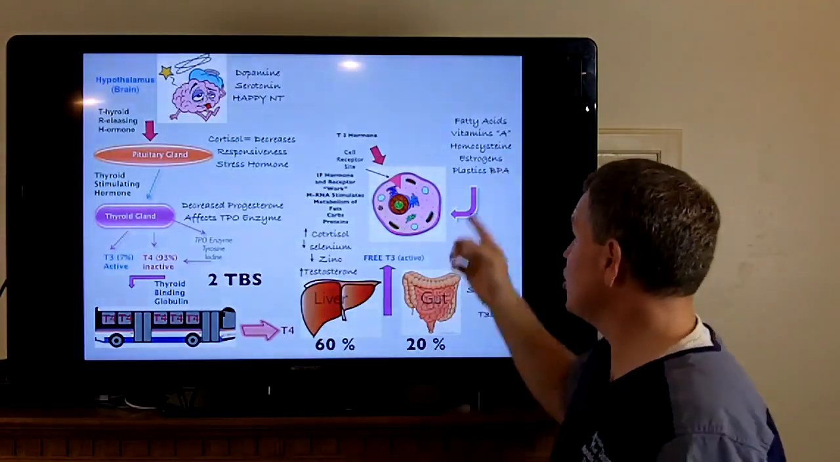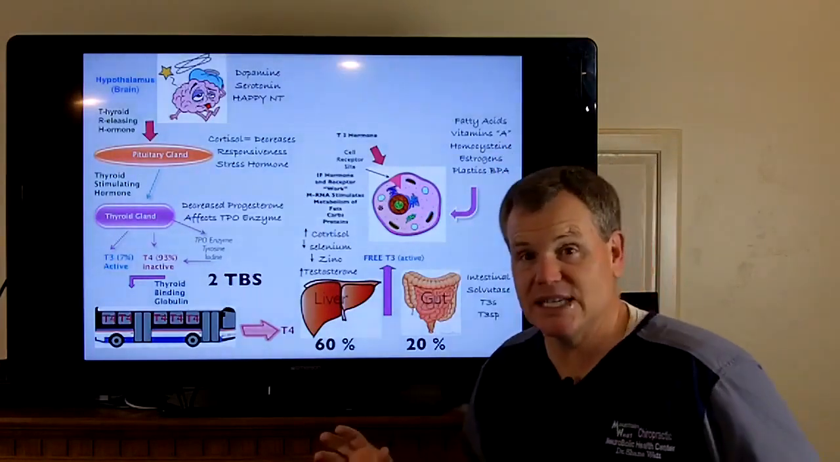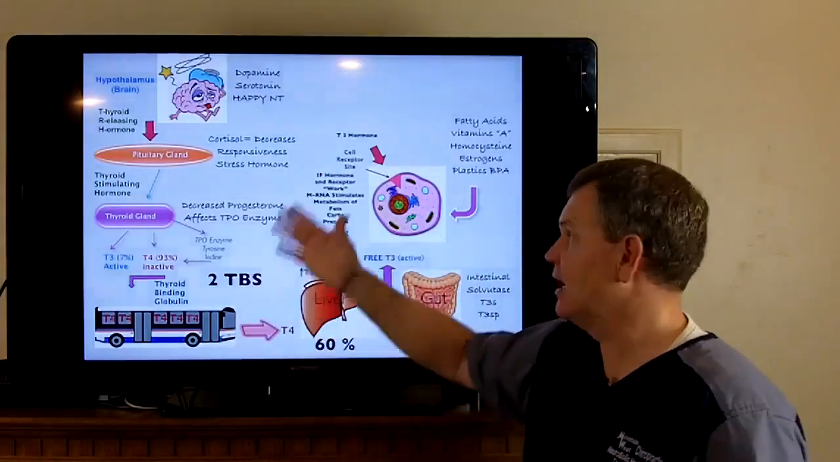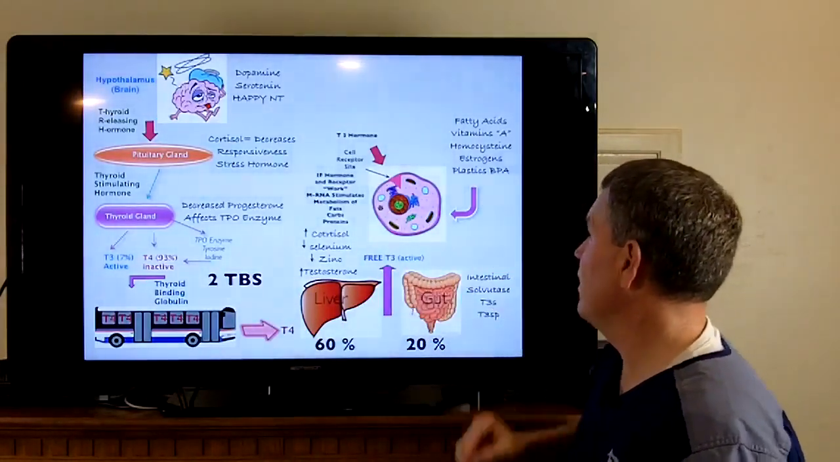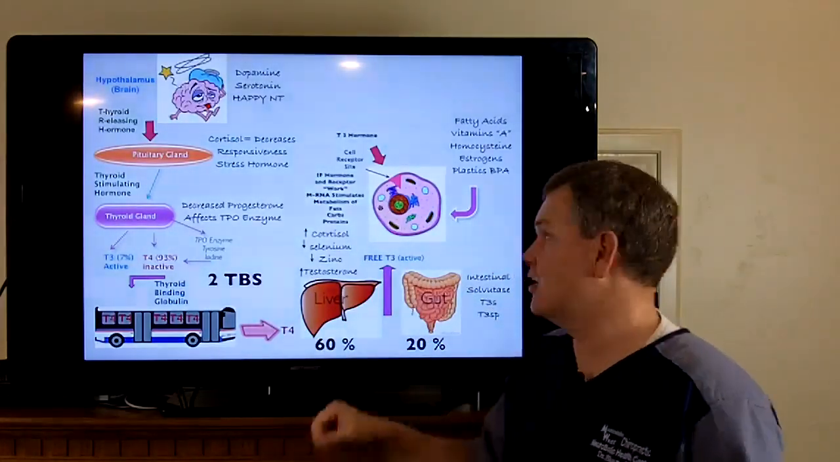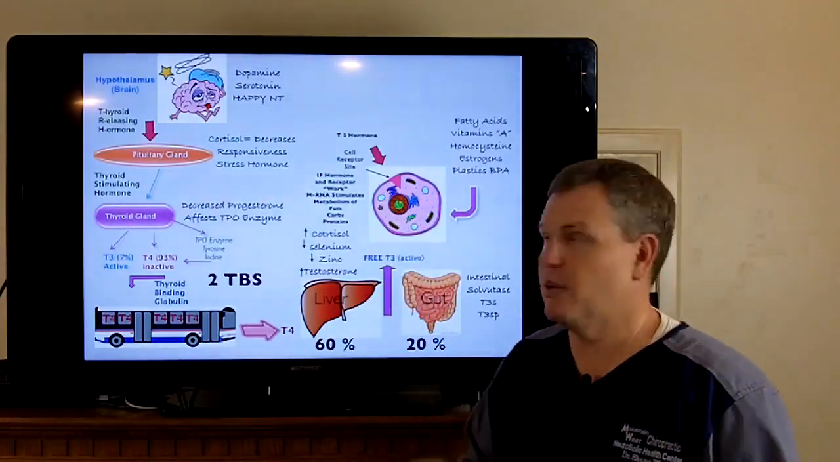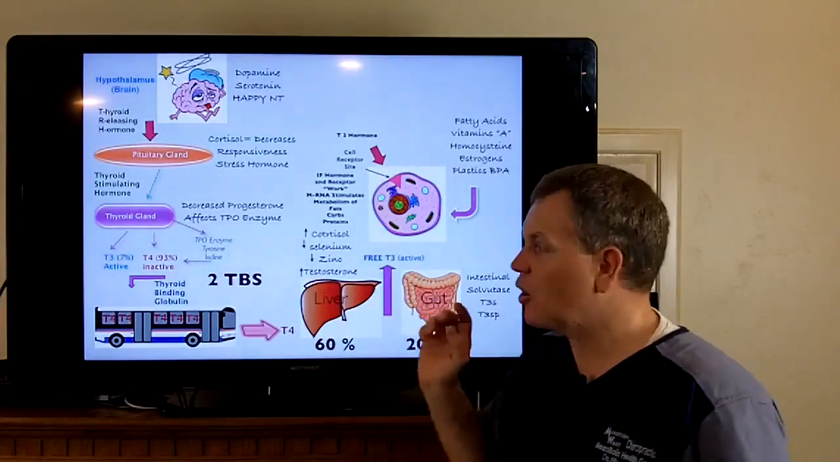We don't want homocysteine. Homocysteine is inflammatory, and that creates a barrier from the T3 getting into the cell, at the cellular level. If we have too much estrogen and too much plastic, it affects that as well. So plastics are xenoestrogens.